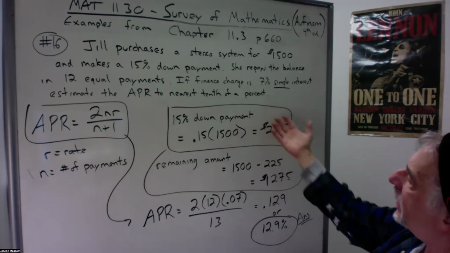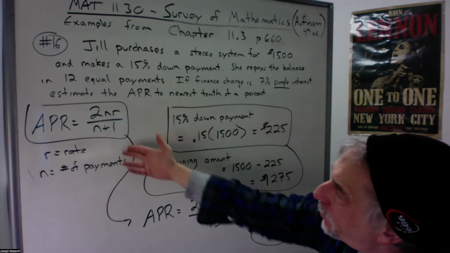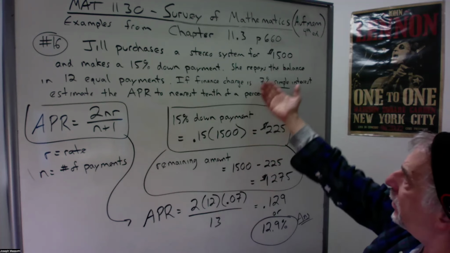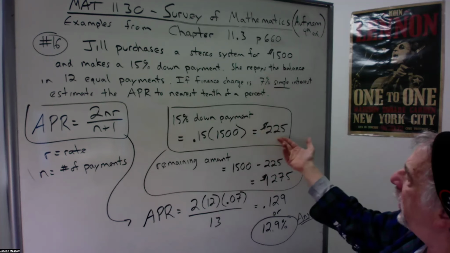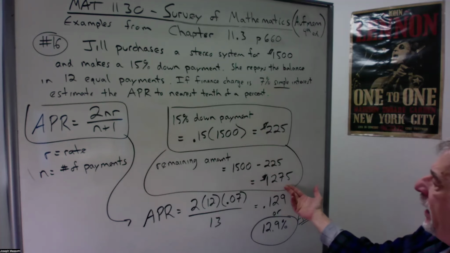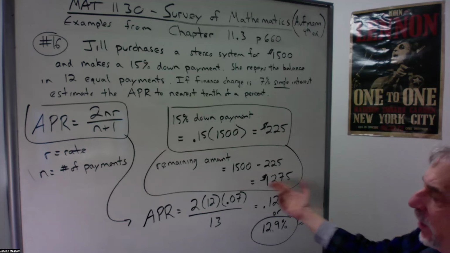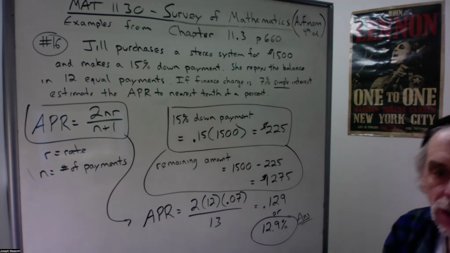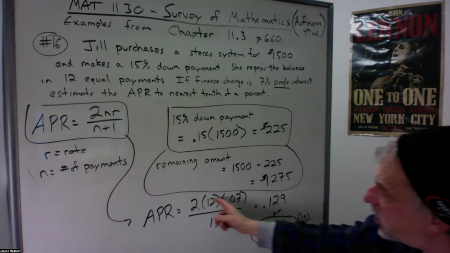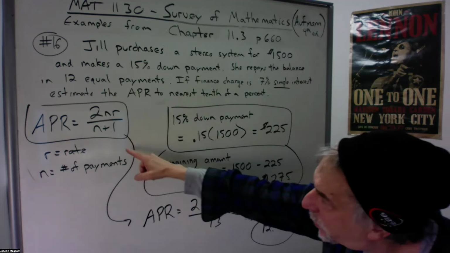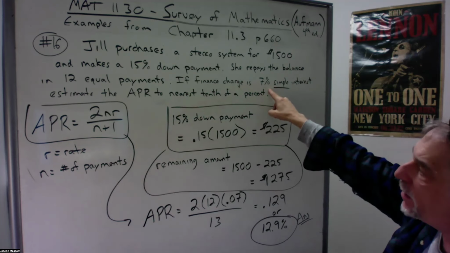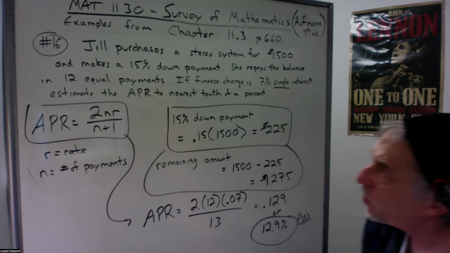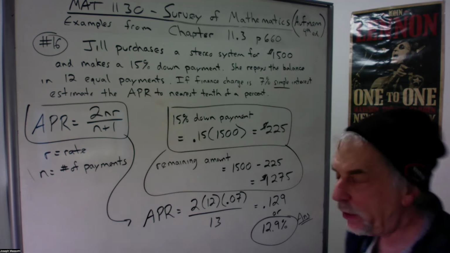Now, we don't even need the down payment here. It doesn't come into play with our APR. But 15% of the price is $225, which would give us a remaining amount of $1,275. But again, that doesn't come into play when we're asked this question about APR. APR is just simply this formula with the rate, which we're given is 7% simple interest, and N is the number of payments, and we're told that that's 12 equal payments.